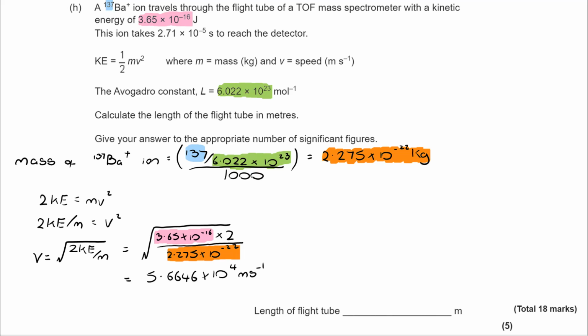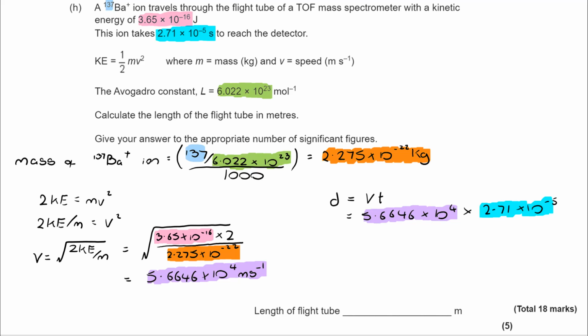Now from there, bearing in mind I need to know distance, I need to know the length of the tube, I'm going to take my d and calculate velocity times time. Again, I'm colour coding to see where those numbers are coming from, and once I put all of those together, I will get to a value of 1.53 meters. And I've highlighted there the appropriate number of significant figures. We can't go higher than 3 significant figures because that's what we have been given through the course of the question.